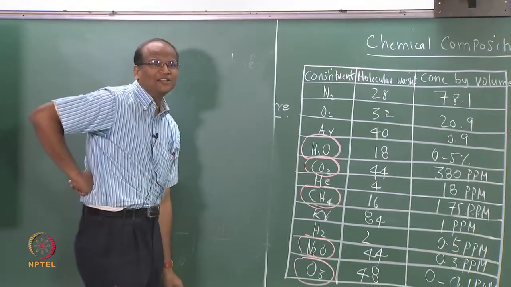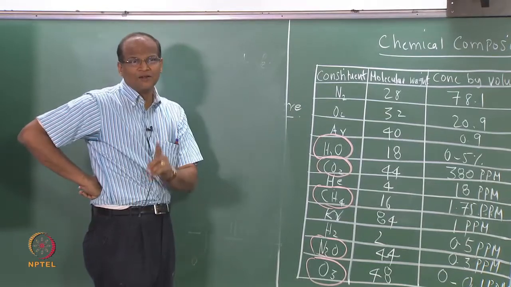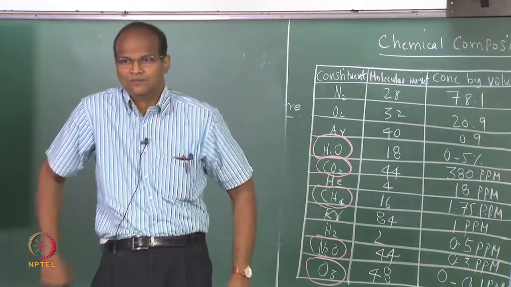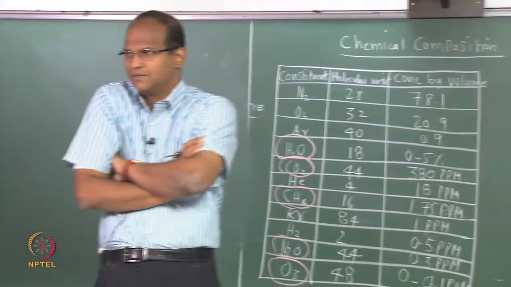So, to do gravimetric analysis, what is the first part? You have to get the molecular weight, which you already got in problem number 2. Correct?